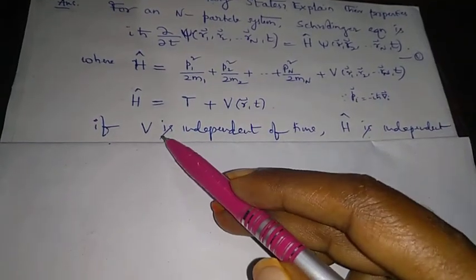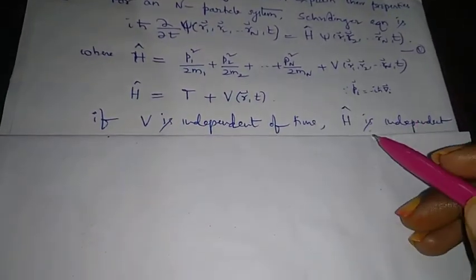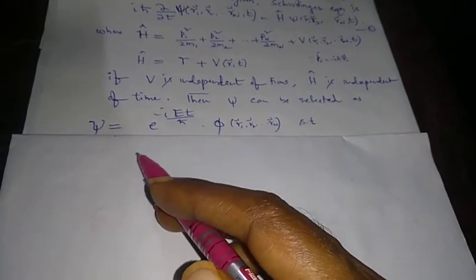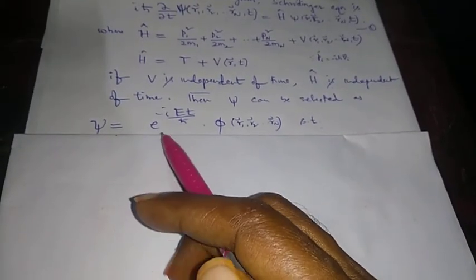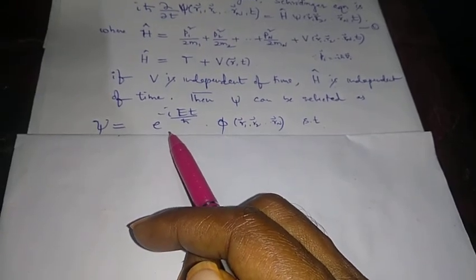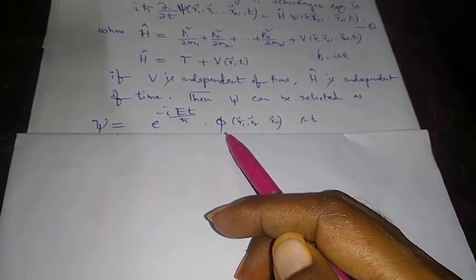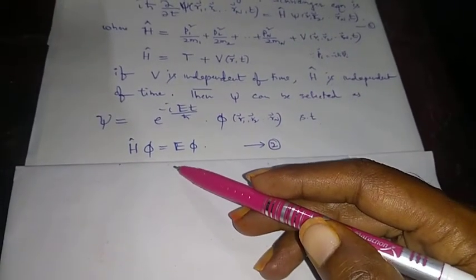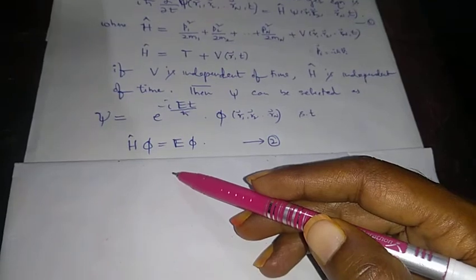And in case this V is independent of time, then we say that operator H is also independent of time. And for such a system, if we select our psi as a product of an exponential term which depends on time, and then phi which depends only on the spatial position coordinates of the particles, and substitute this function psi into equation number 1, we end up with equation number 2, which is called the time independent Schrodinger equation.